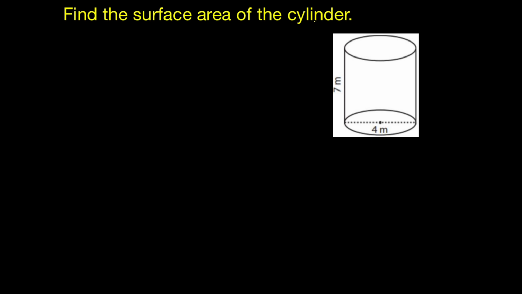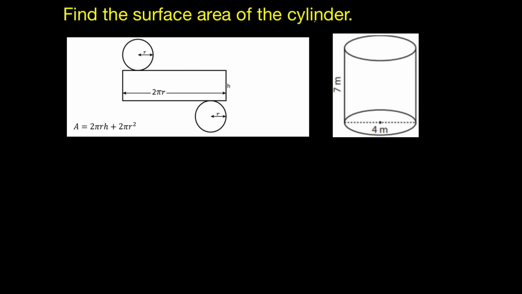Find the surface area of the cylinder. Now we can think about unfolding this cylinder, and if we do that, you can see that we're going to have two circles and we're going to have one rectangle. For a cylinder, you can see that the circles wrap the rectangle.